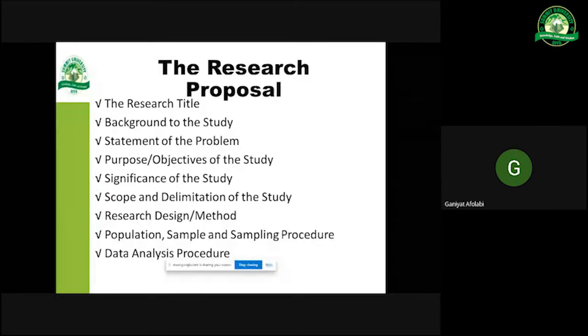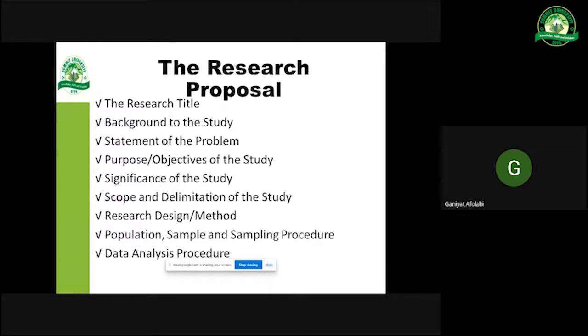The first thing after you've identified your problem, you know how to analyze your problem, and you already define your problem statement, is to write a proposal on your research. And the research proposal has its own structure. The first thing is the research title. Your research title must be coined from your aim. What's the aim of this research? The aim of this research is to have an algorithm to solve blind eye problem in sub-Saharan Africa.